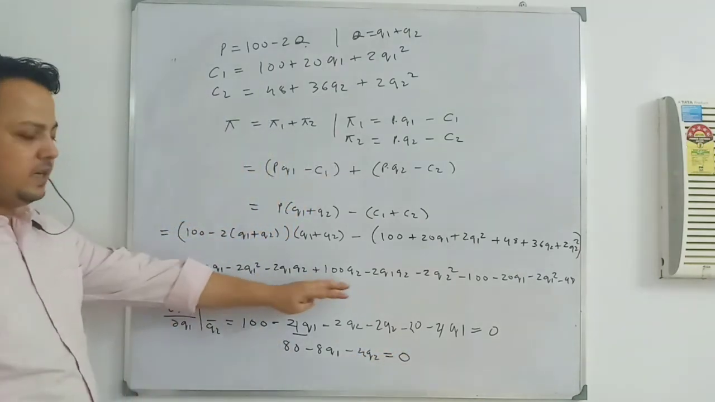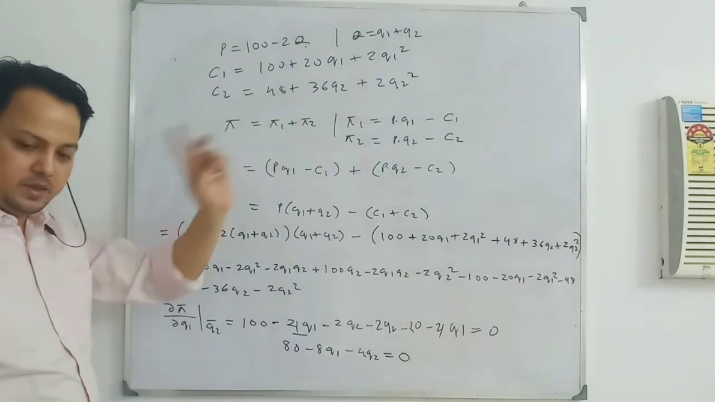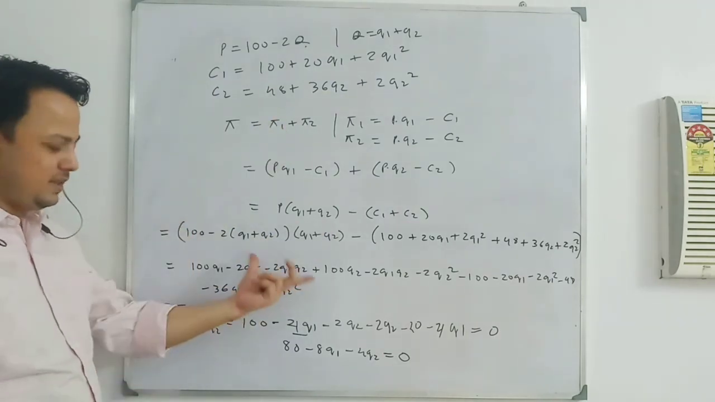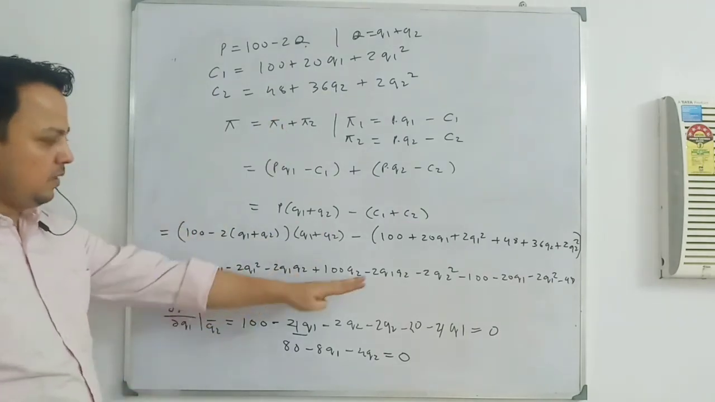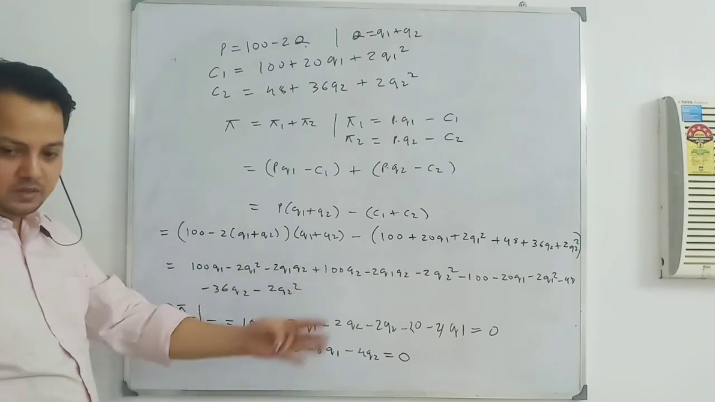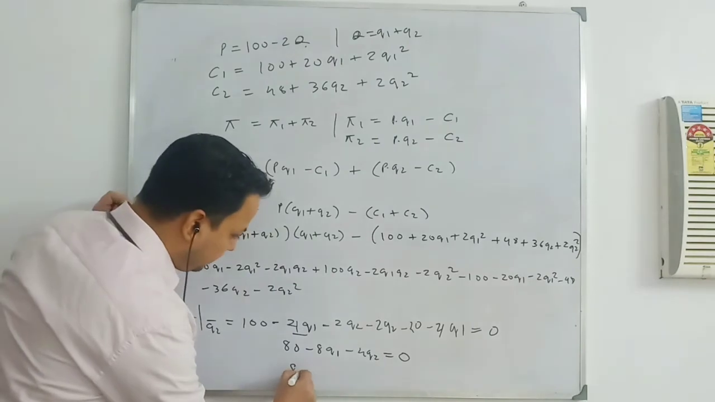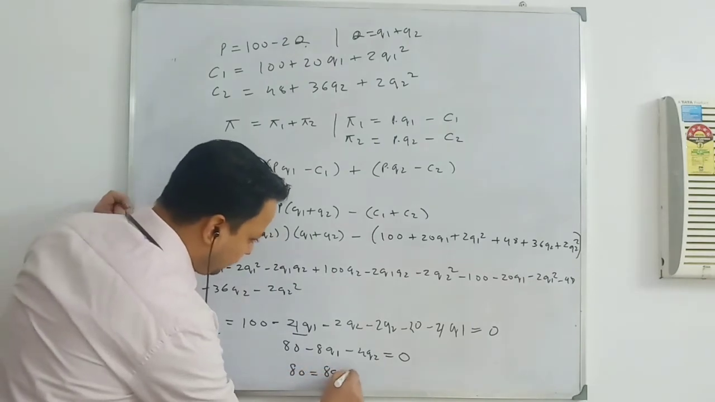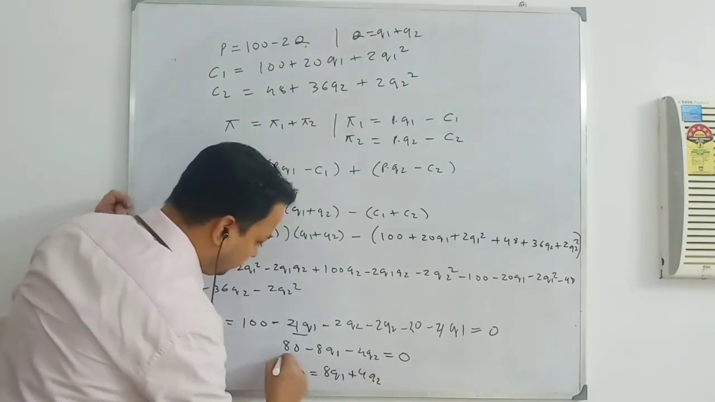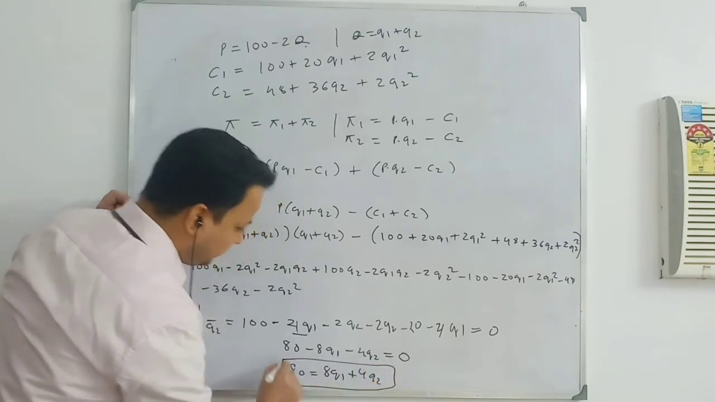This derivation will be useful in your mathematical economics also. They will not give something this difficult, but if you understand this, maybe in a 10 marks numerical you will not make a mistake. So what we are getting? 80 equal to 8 q1 plus 4 q2. This is for firm 1.